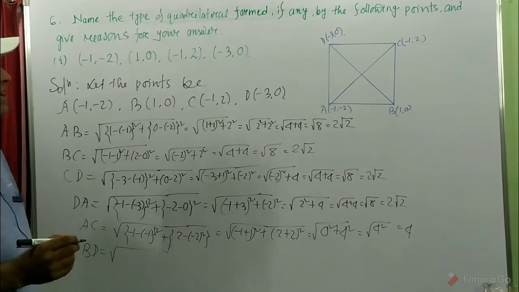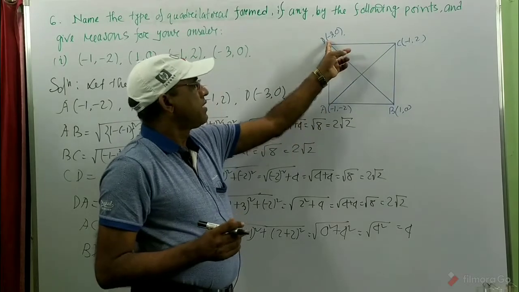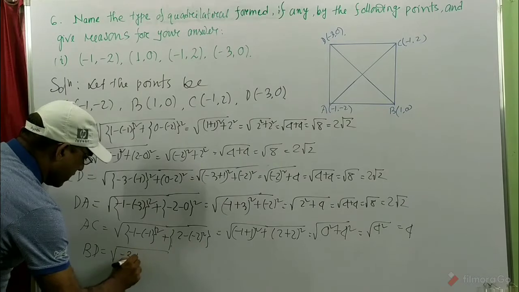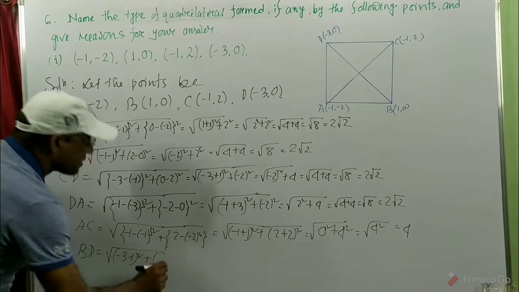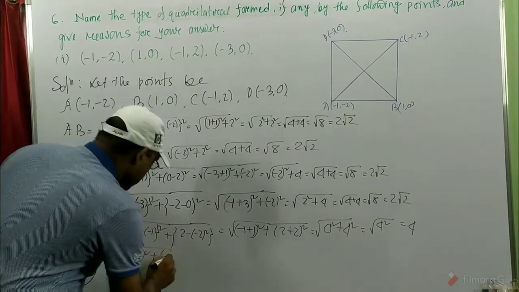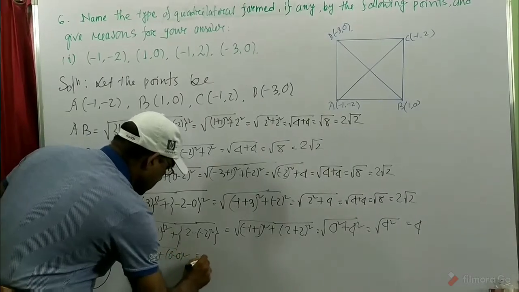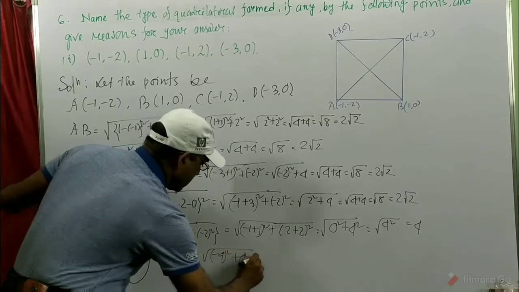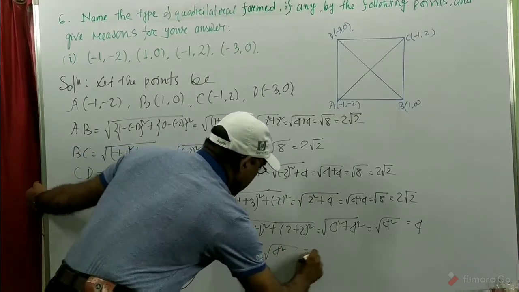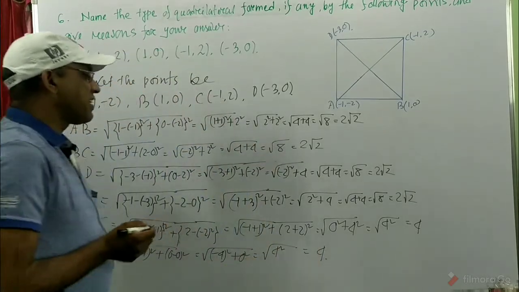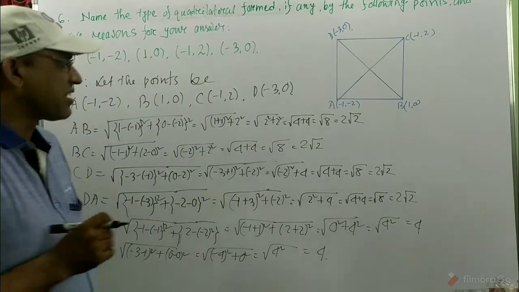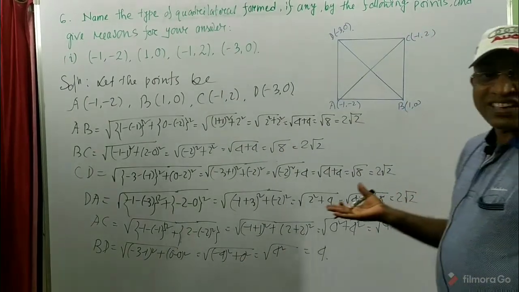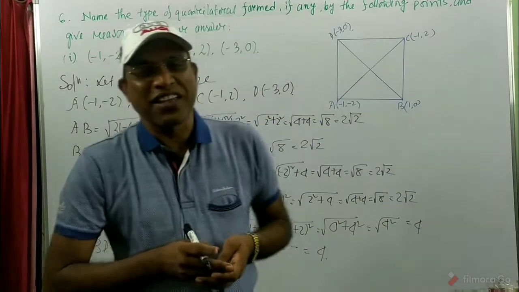Now BD. We can write BD: (minus 3 minus 1) whole square plus (0 minus 0) whole square. This is minus 4 whole square plus 0 square. This is 4 square and this will be 4. So what we get? Diagonals are also equal. All the sides are equal and diagonals are also equal. So obviously this is a square.